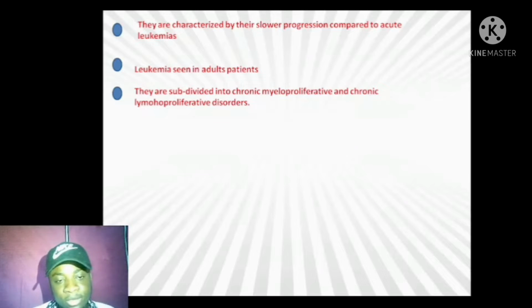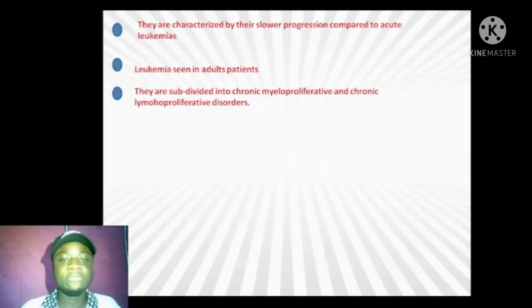Chronic leukemias are subdivided into chronic myeloproliferative and chronic lymphoproliferative disorders. When I say myeloproliferative disorders, they are affecting the myeloid progenitor cells, which I spoke about in my first video. And when I say chronic lymphoproliferative disorders, it means that they are affecting the lymphoid progenitor cells. Very, very important. So chronic leukemia has been further classified into chronic myeloproliferative and chronic lymphoproliferative disorders. We will talk about some of these things.